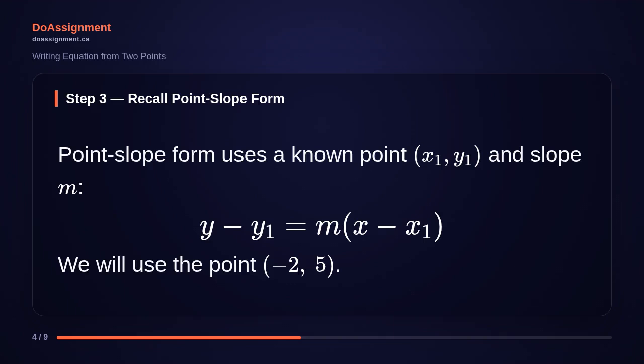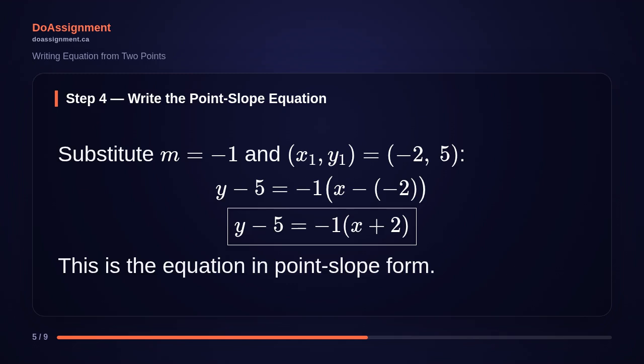Point-slope form is y minus y sub 1 equals m times the quantity x minus x sub 1. We will plug in the point -2, 5, along with our slope of -1. Plugging in, we get y minus 5 equals -1 times the quantity x minus -2, which simplifies to y minus 5 equals -1 times the quantity x plus 2. That is our point-slope form.